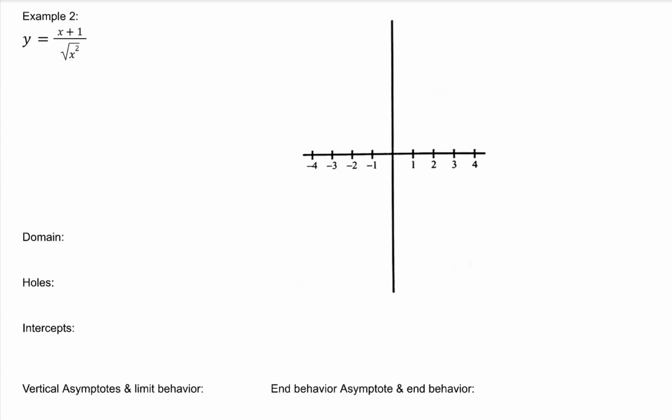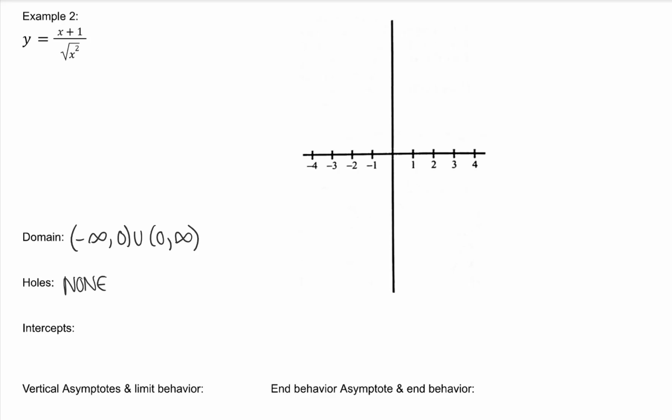Example 2. The domain restrictions are anything that would make the denominator equal to 0, or anything that would be negative under a root. But this one's just root x squared, so we know nothing will be negative underneath that root. So it looks like the only restriction here is at x equals 0, because square root of 0 is 0 and we can't divide by 0. That gives us negative infinity to 0, union 0 to infinity as our domain. Now nothing reduces from here, so we're not going to have any holes.